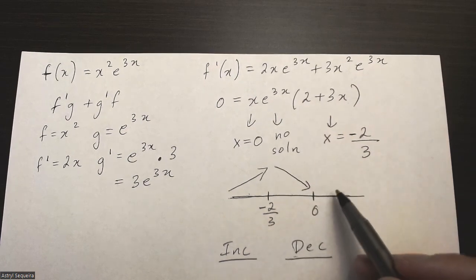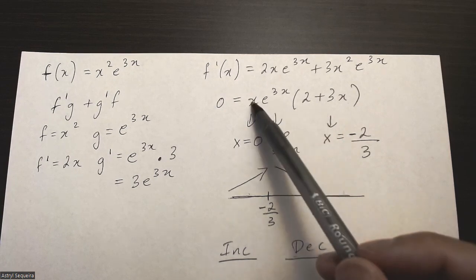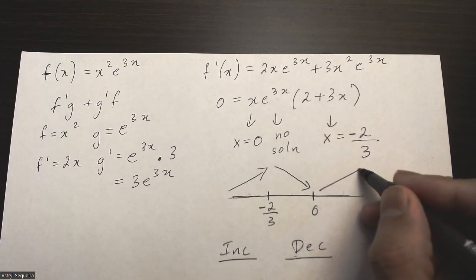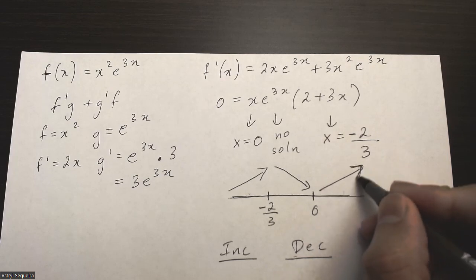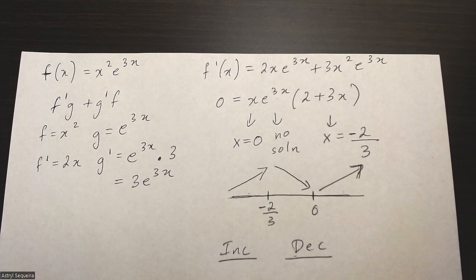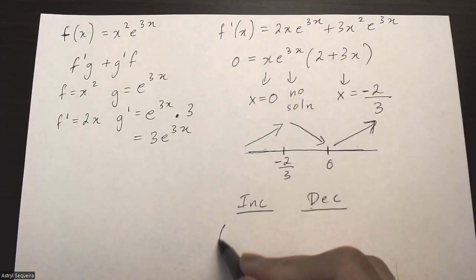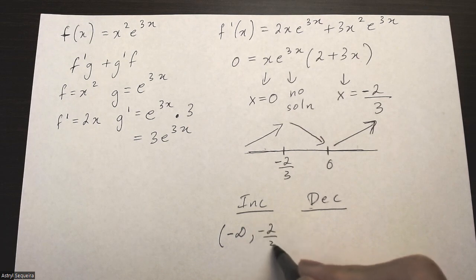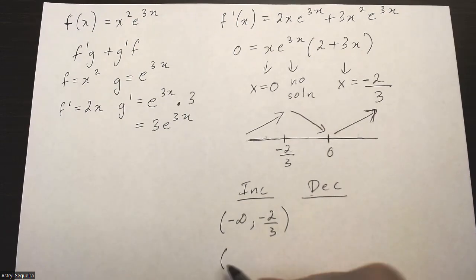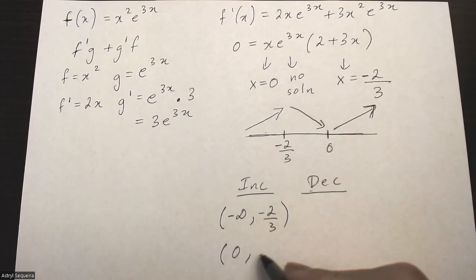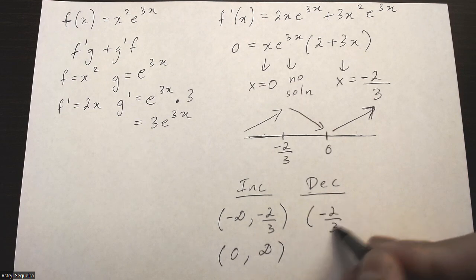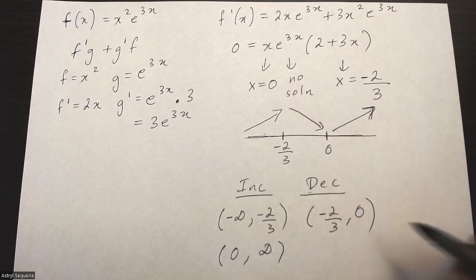Over here, I'll pick positive 1. If I pick positive 1, this is positive, this whole thing is positive, which means that it's going to be positive in the end. This is increasing. So my intervals of increase are from negative infinity till negative 2 over 3, and then from 0 till positive infinity, and my intervals of decrease are just negative 2 over 3 till 0.